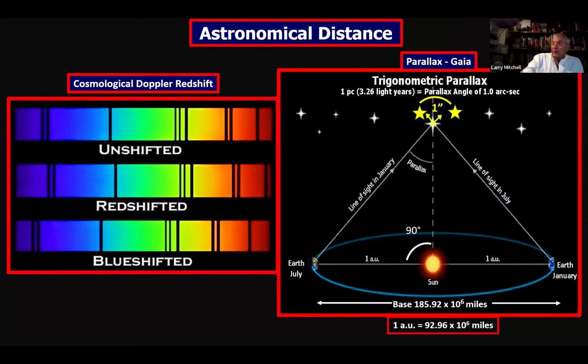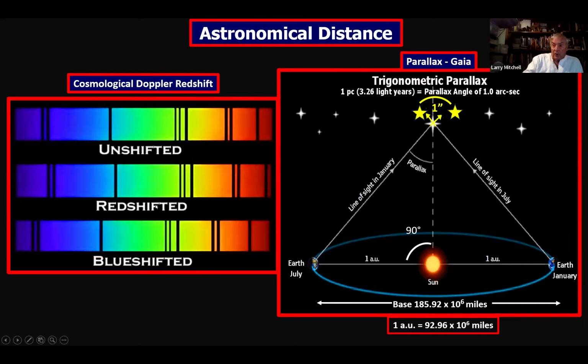The distance that we determine based on radial velocity studies is very important, because we cannot do any of this without knowing the distance to these objects. And there's two ways of measuring distance. One is the cosmological Doppler redshift.